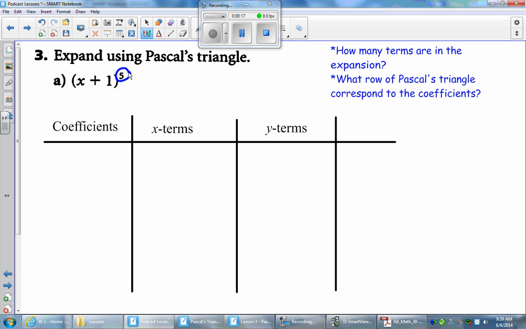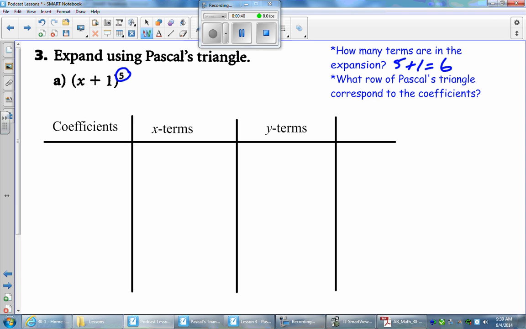So before you expand here, just keep in mind a few things. First of all, ask yourself how many terms are actually in this expansion. Now, remember, it's one more than the actual exponent, which I'll call n. So we have an exponent of 5. Therefore, the number of terms obtained should be one more than that. So we should have 6 terms all in all when we expand.